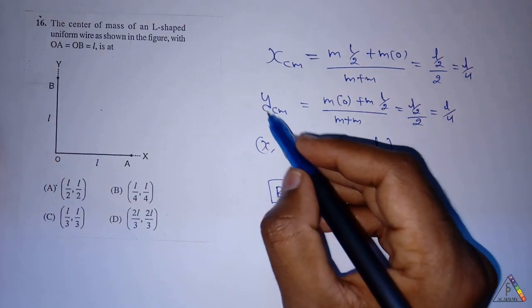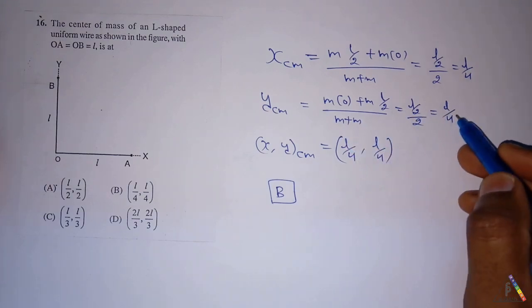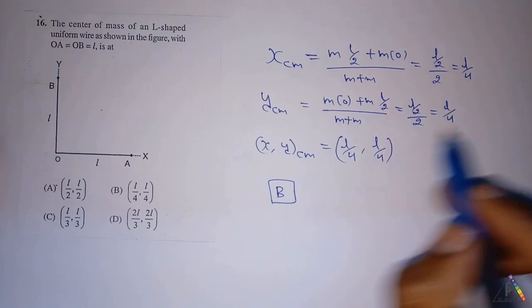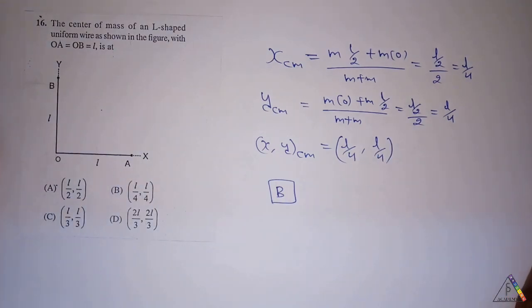The center of mass y component is m into 0 plus m into L by 2 divided by m plus m, that is L by 4. Therefore the center of mass of this L-shaped wire will be at L by 4 comma L by 4. Therefore for this question, the answer is B option.